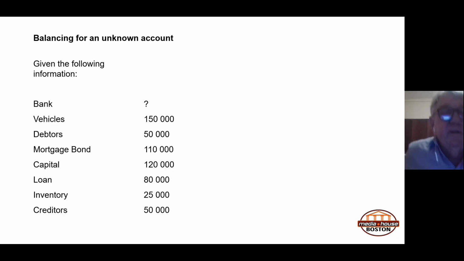So that was for an unknown element. Now for an unknown account value. If we take this information, we want to know what our bank balance is, and they've given us the following account balances. The way to attempt this is to classify each of these in terms of the accounting equation.